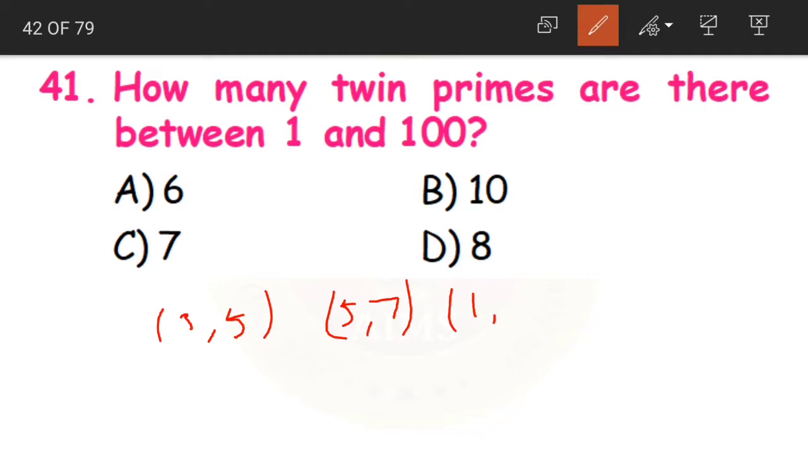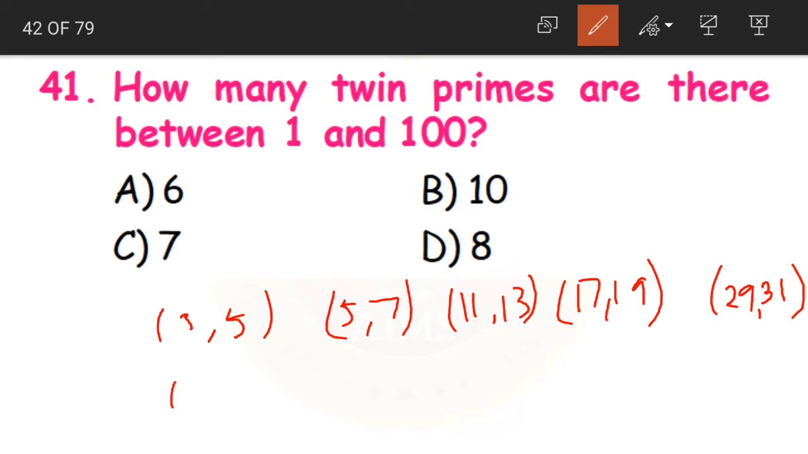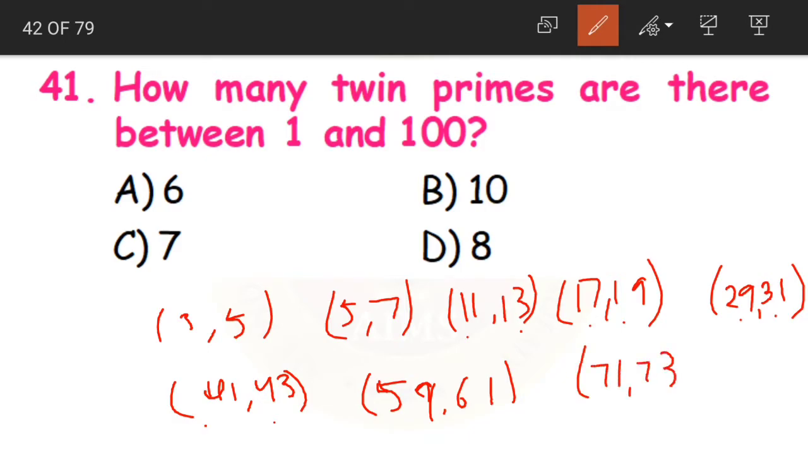Yes or no? Now what did we learn about prime numbers between 1 and 100? Between 1 and 100 we are having 25 prime numbers. Of those 25 prime numbers, are you looking at the screen here? Yes, (3, 5), (5, 7), (11, 13), (17, 19), (29, 31), (41, 43), (59, 61) and (71, 73). These are the sets of twin prime numbers.